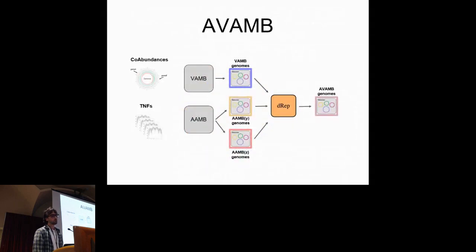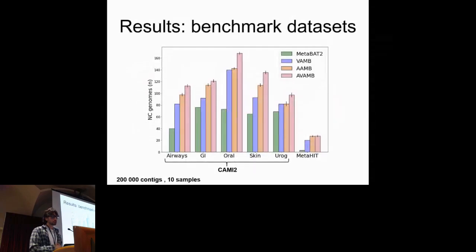are the same for both models, and runs VAMB and AAE in parallel, generates these three sets of bins, and dereplicates them into a unified dereplicated disjoint set of bins. And we call it AVAMB, Adversarial and Variational Autoencoders for Metagenomics Binning. And it seems to work pretty well.